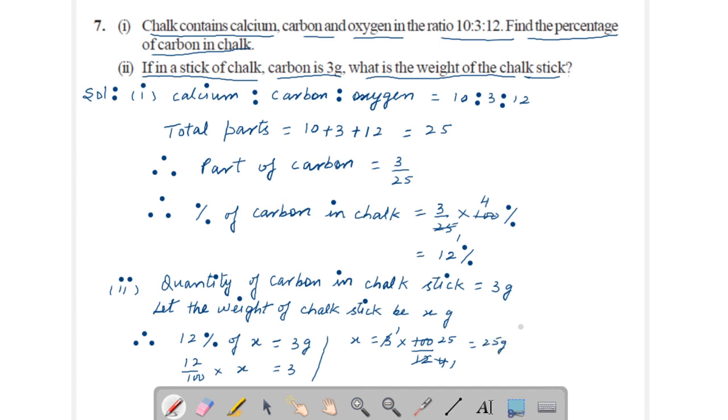What is x? Weight of chalk stick. Therefore, weight of chalk stick is equal to 25 gram. This is your answer.